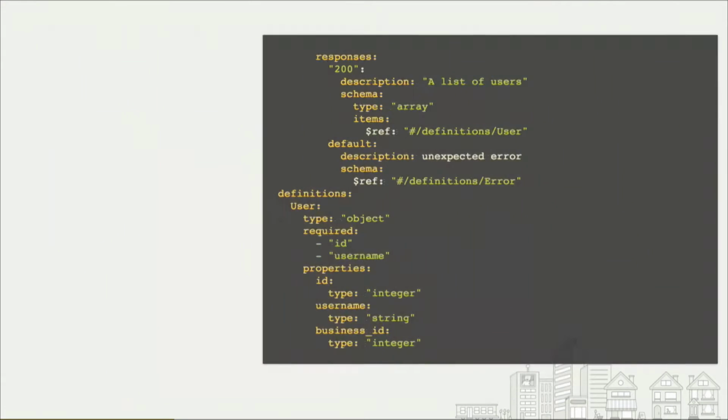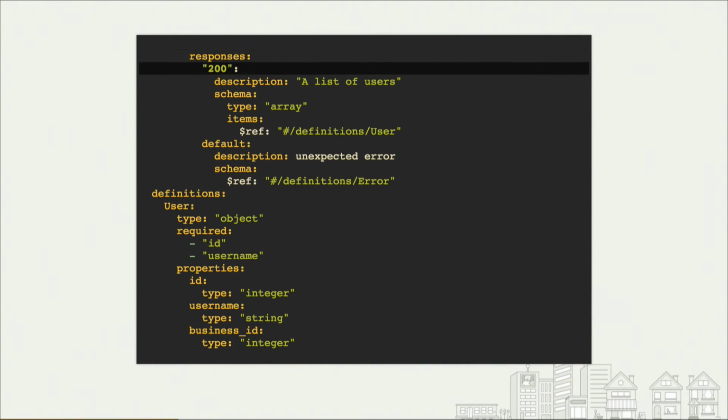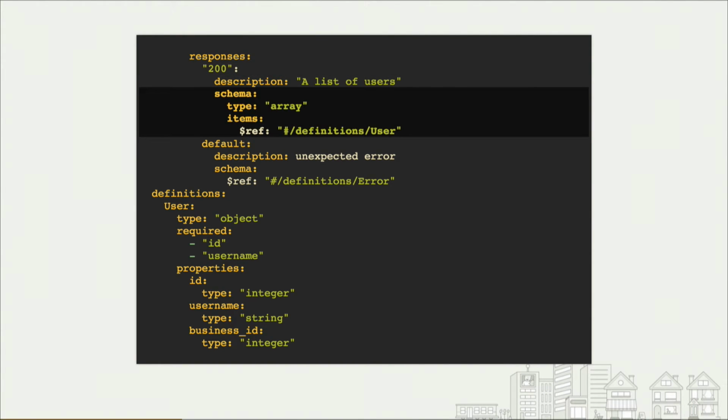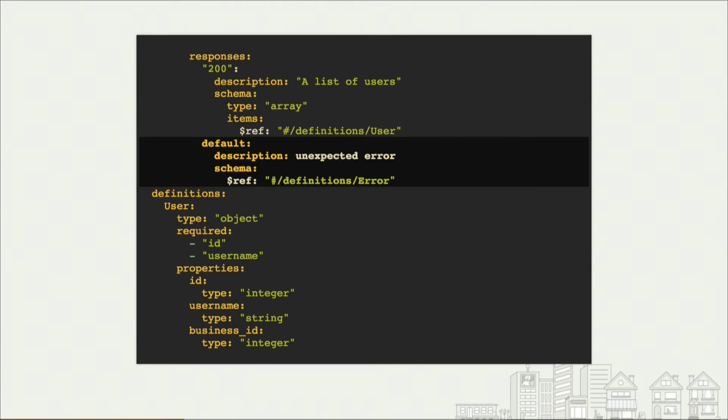Now, what does this endpoint return? In our standard success case, HTTP status code 200, we return a list of users, which is an array of user objects. We're referencing the users here. You can see this is a reference to another section in the file, but you can also reference external files. So this is how you would split up your Swagger spec if it's getting too big.